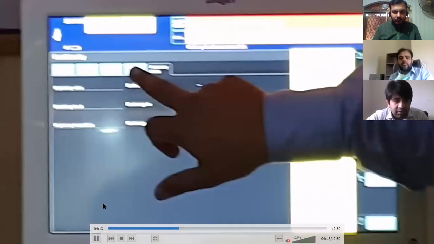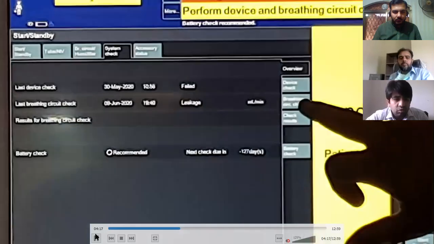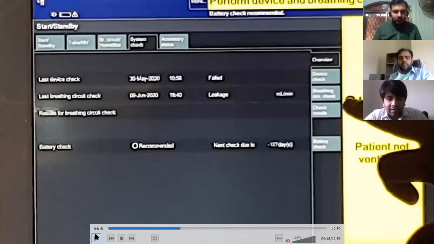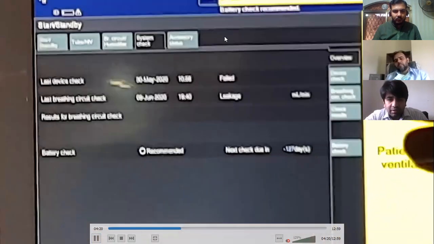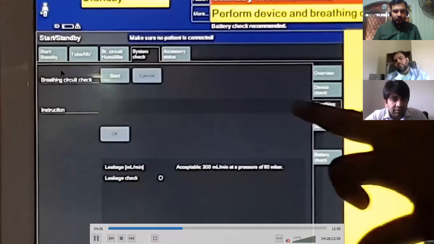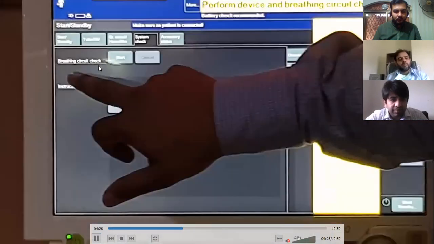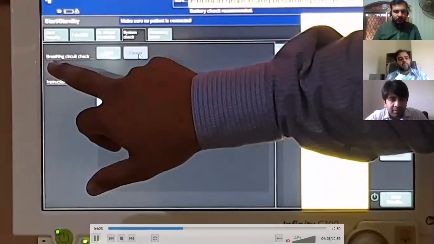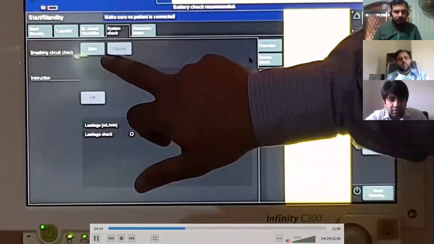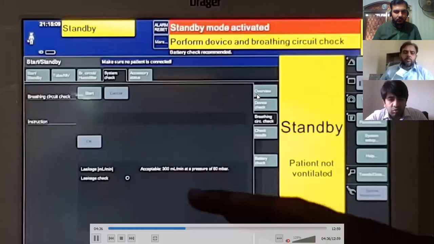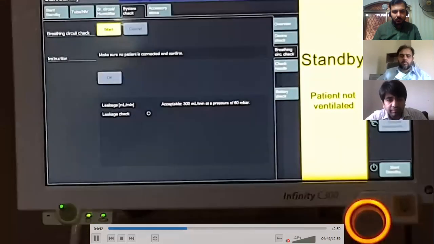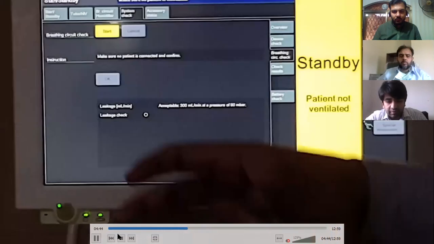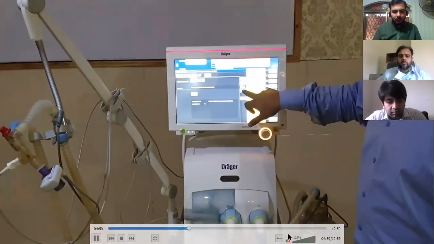So another important option before the start of ventilation is to check the circuit as well as check the system before the start of the ventilation. So we will move to the option of circuit check. And in this option, you can see that this is written breathing circuit check. When we press this start button, the circuit will automatically start to check the proper working of the circuit.